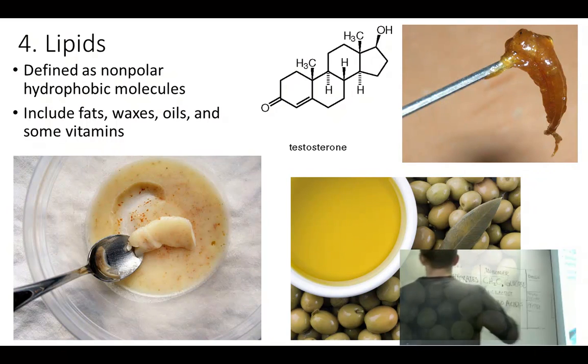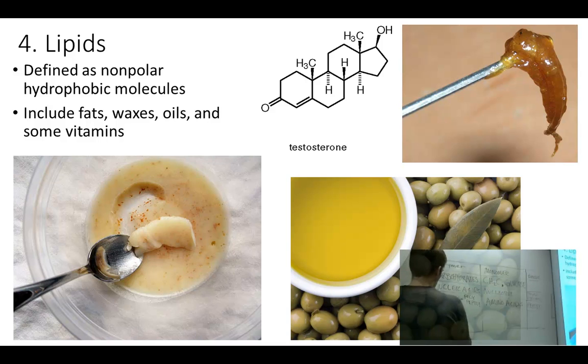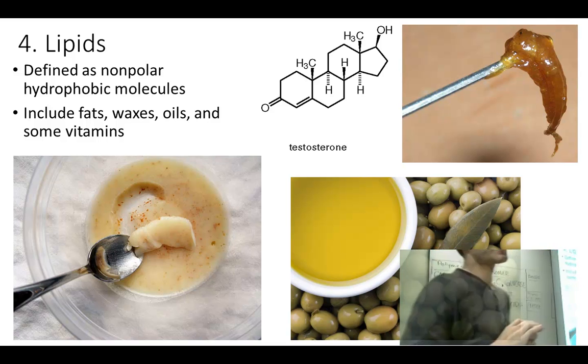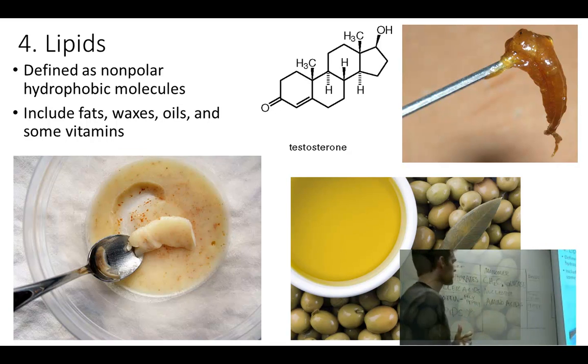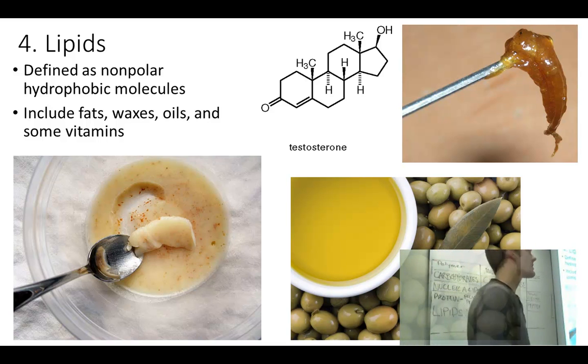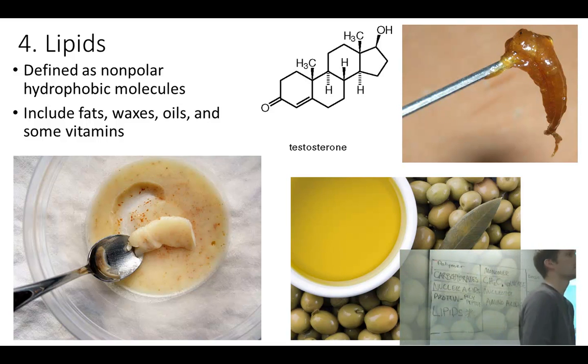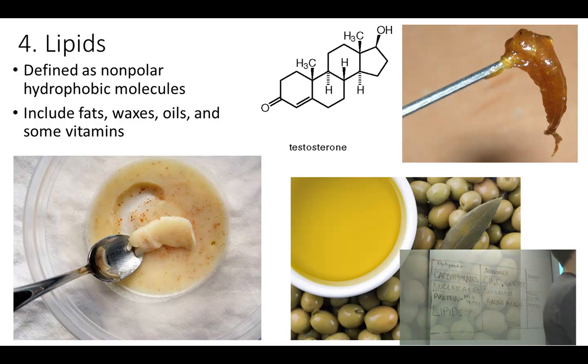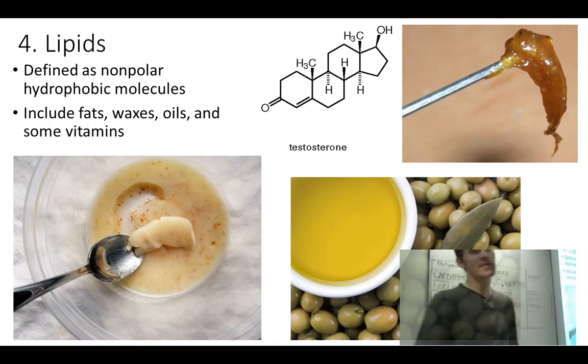All right, our last one then is lipids. Okay, I'm going to put a star next to lipids because they aren't really a polymer. But they are made up of some specific pieces. They are defined as nonpolar hydrophobic molecules. So what does that mean when you try and mix them with water? Yeah, they don't mix with water. That's what defines them as a lipid.